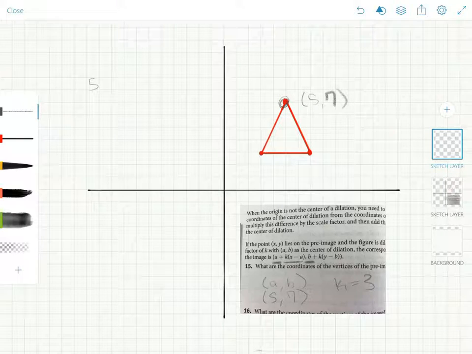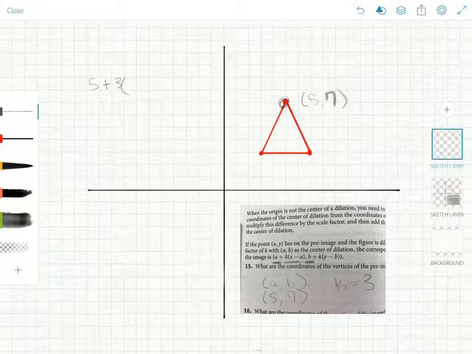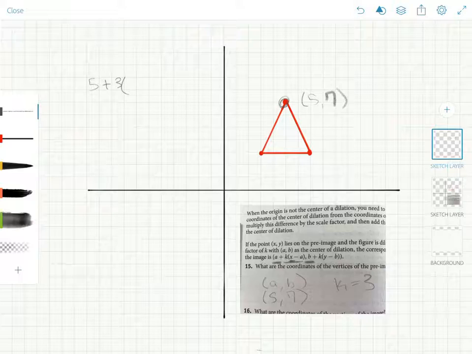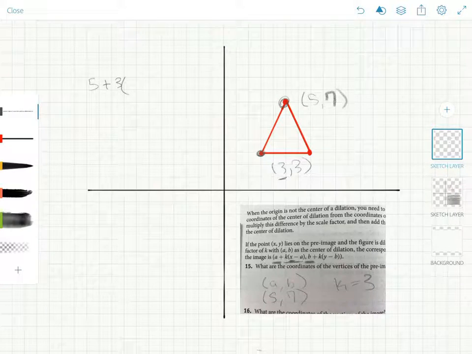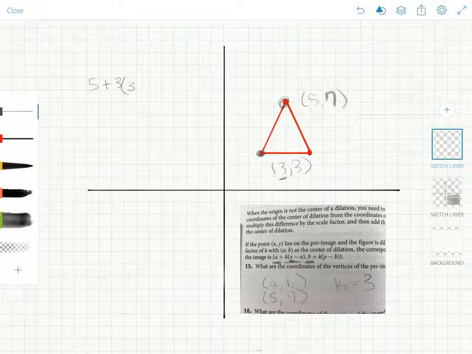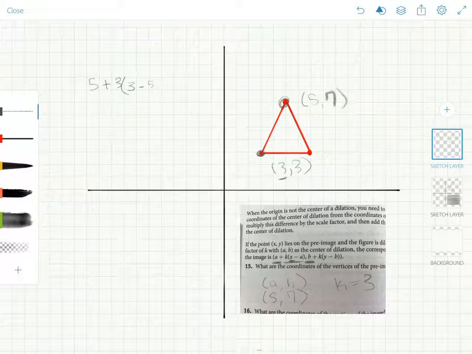So for this part of the formula right here, I'm going to say 5 plus 3, and I'm going to open parentheses. This x coordinate, this letter x right here, is the x value of the coordinate that we want to move. So let's take this point down here, this vertice. We want to move that vertice, which is located at 3, 3. So the x coordinate of that vertice is 3. So this x value is going to equal 3, and then I'm going to subtract off the a value, which was 5.